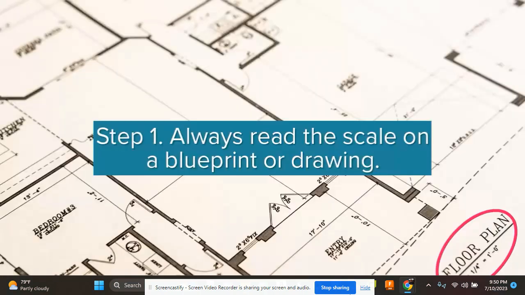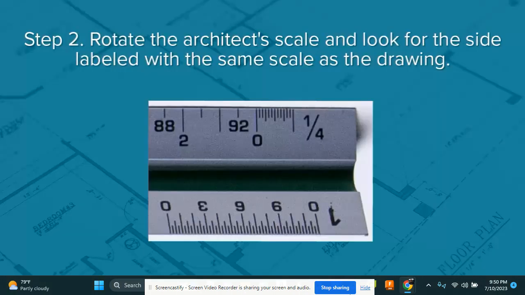Now, let's practice using an architectural scale to measure. Step 1. Always read the scale on a blueprint or drawing. In this example, the scale is 1/4 inch equals 1 foot. Step 2. Rotate the architect's scale and look for the side labeled with the same scale as the drawing. In this example, our scale is 1/4 inch equals 1 foot. So we want to use the side labeled 1/4 inch.